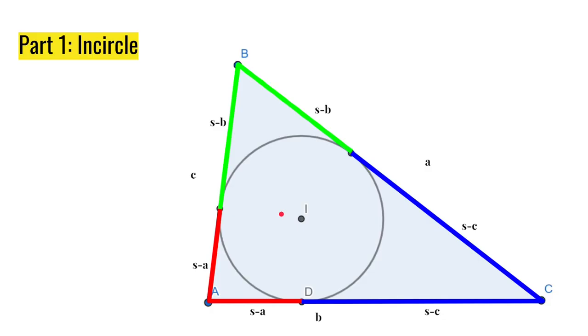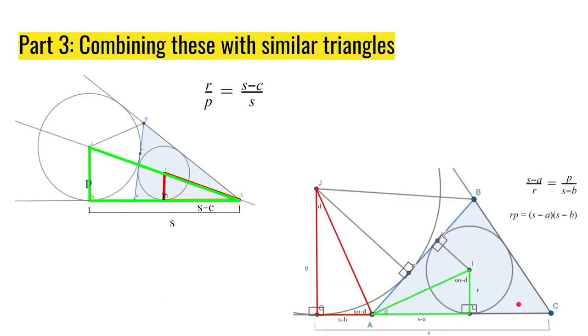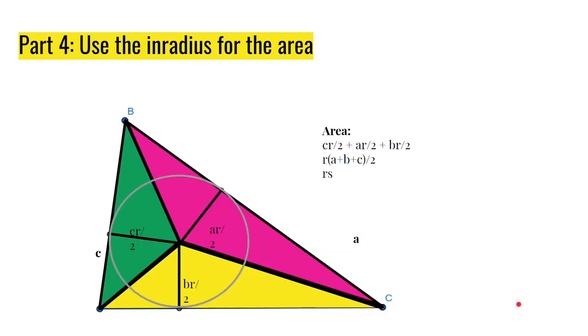We started by looking at the lengths from the incircle's intersections with the triangle, these three points, and A, B, and C. We then looked at the excircle's intersection with the triangle and proved that GC is the semi-perimeter. We then noticed similar triangles and used the previous lemmas to solve for the inradius. And finally, we used the inradius to find the area.